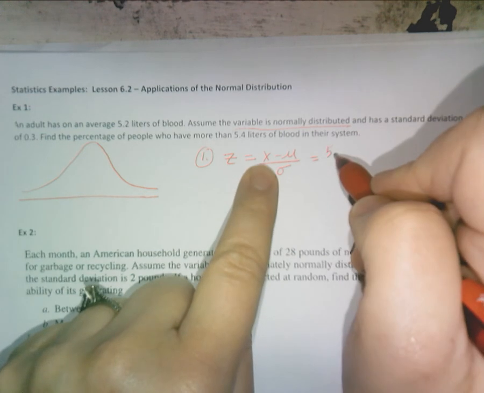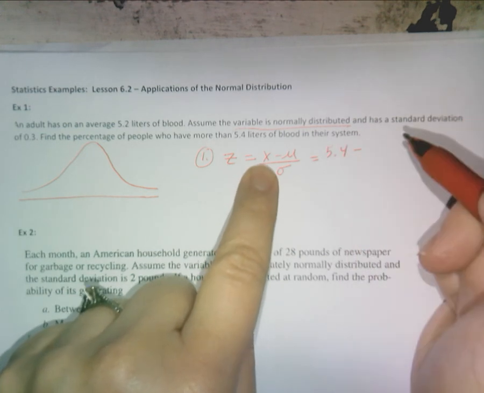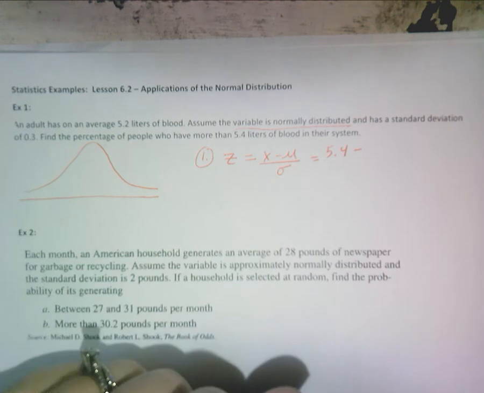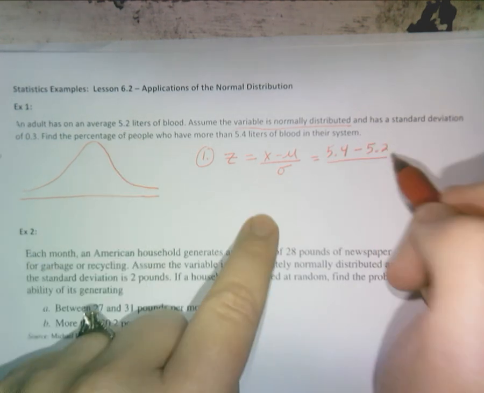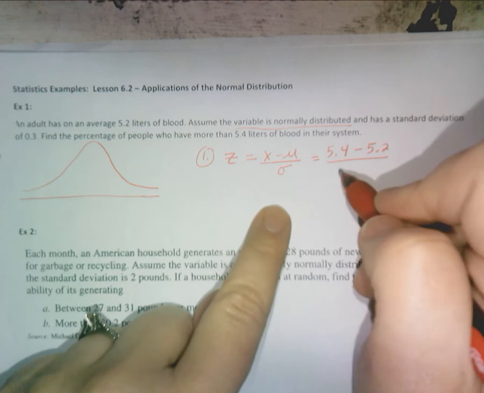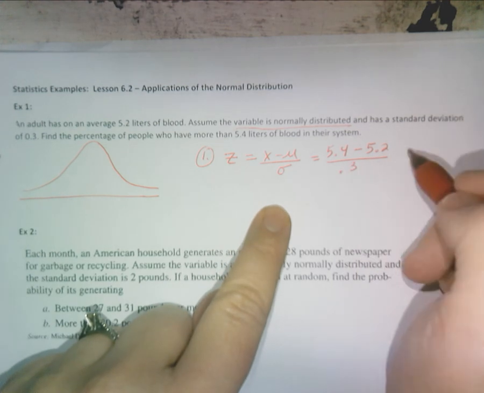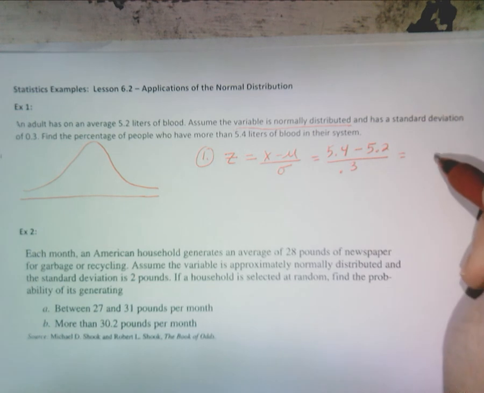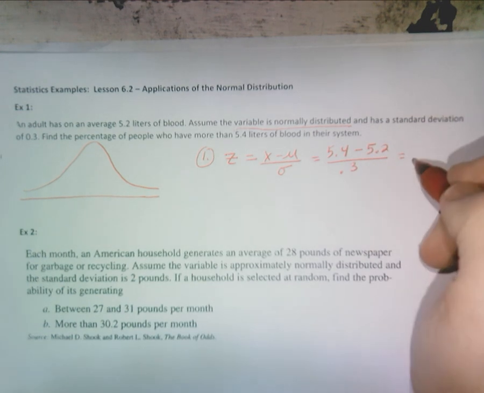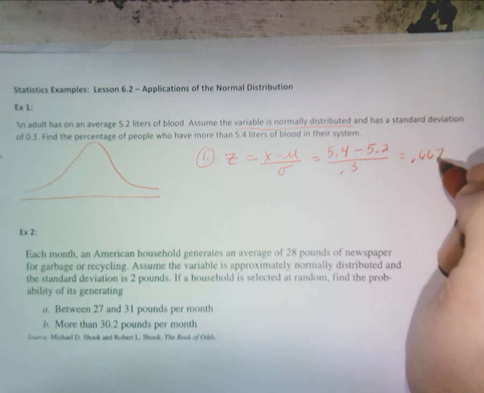5.4 is my x. What's my mean? What's the average? 5.2. And what's the standard deviation? 0.3. Okay. Using my handy dandy calculator, I'm going to convert that, divided by 0.3, and I get 0.6666. So with a z-score, you probably want to go to at least 2 or 3 decimals. So I'm going to go 0.667.